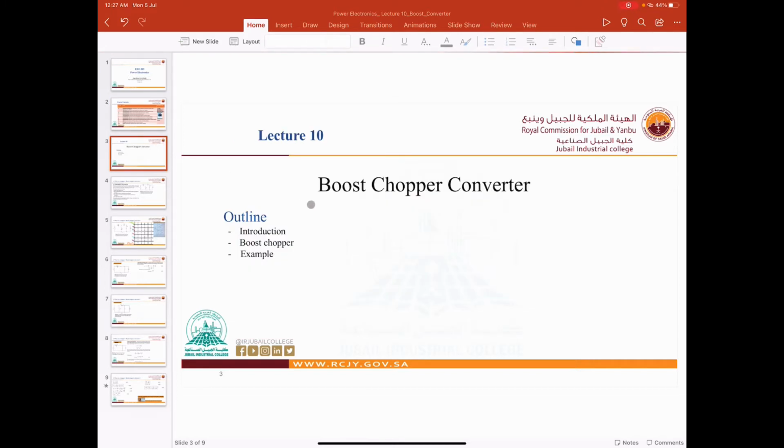This is the boost chopper converter. Boost chopper converter means we are going to boost the voltage up. We are going to step up the voltage, right? Of course, the concept is still the same here.